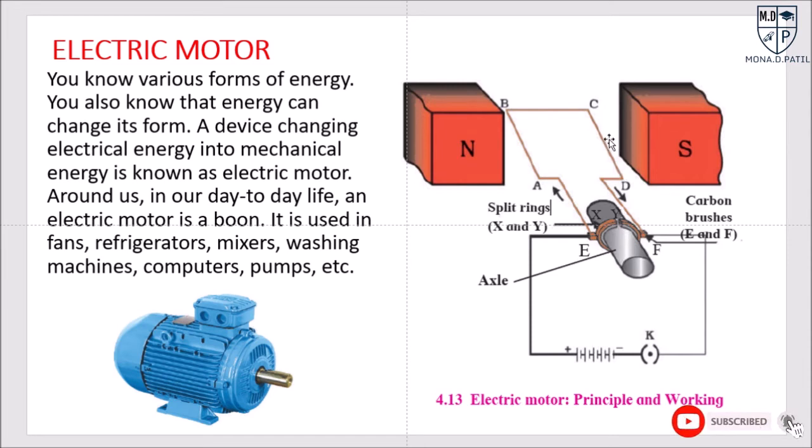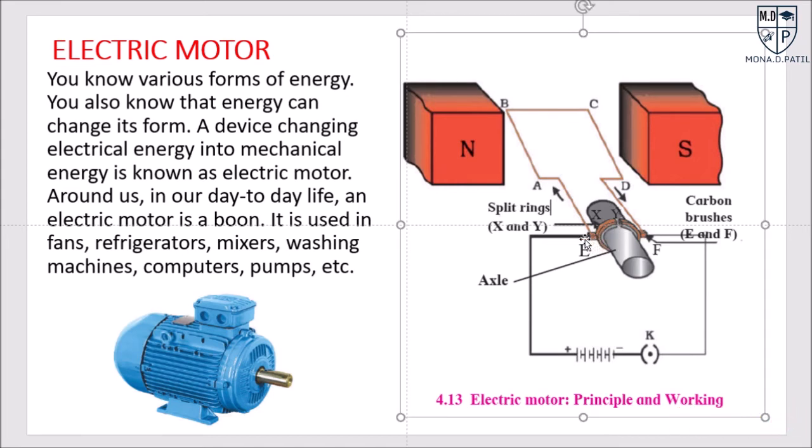AB and CD are respectively connected to the brushes E and F, which are coated with an insulator, and this is connected to an electric circuit. The electric circuit contains a key and a battery. Suppose the electricity is applied to this, then what will happen? The axle will start rotating.